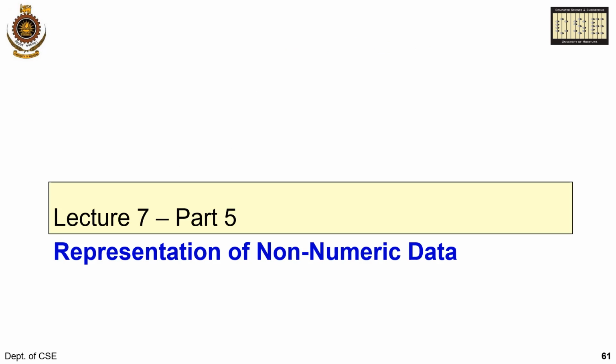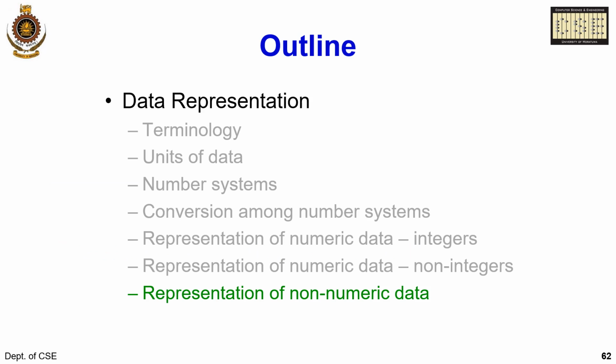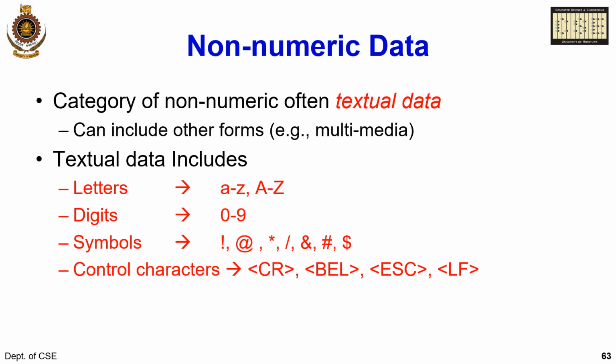Welcome to part 5 of lecture 7. We are going to look at the representation of non-numeric data. When we talk about non-numeric data, more often it's text data or textual data. However, it can be beyond that, where it could be audio files, videos, like multimedia. Now we will primarily look at textual data. So this would include letters, simple and capital, digits 0 to 9, symbols you have seen, the ampersand, exclamation mark, asterisk, and certain control characters. You don't usually see them printed, but you see the effects: the escape characters, line feed characters, carriage return, things like that.